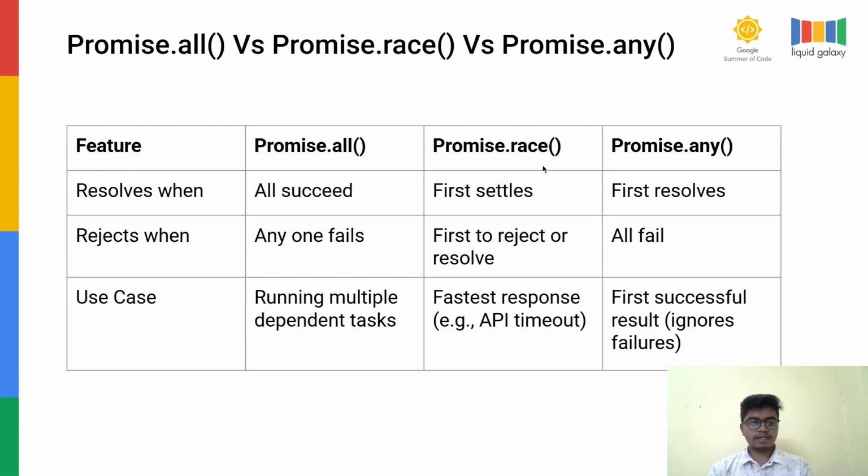Now we will talk about the use cases. We can use Promise.all in a situation where we have to run multiple dependent tasks, we can use Promise.race in the situation where we have to receive the fastest response from an API, and we can use Promise.any in the situation where we want the first successful result ignoring the failures.